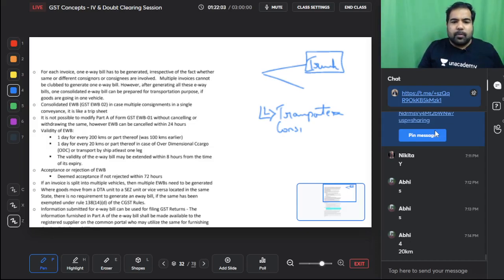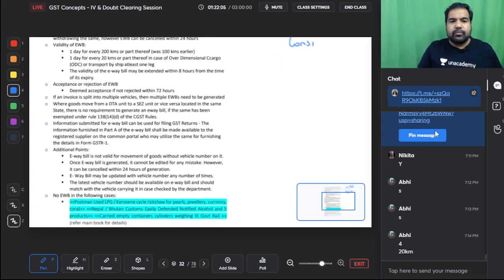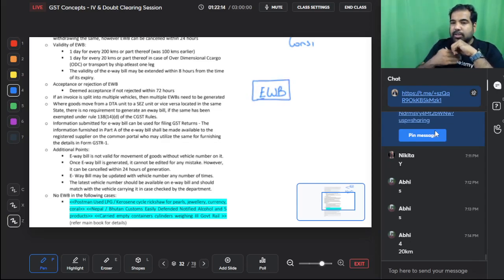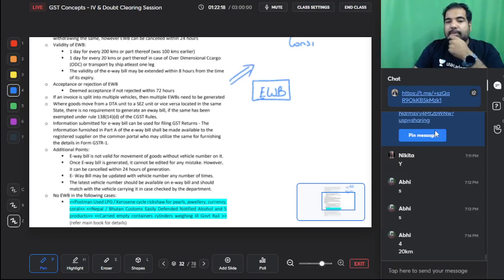Next, the information which is given in e-way bill can also be used to file your GST returns, because e-way bill means you're sending the goods out, and GSTR1, which we will see in the returns chapter, is also about outward supply, so you can use one to fill up the other. Alright.